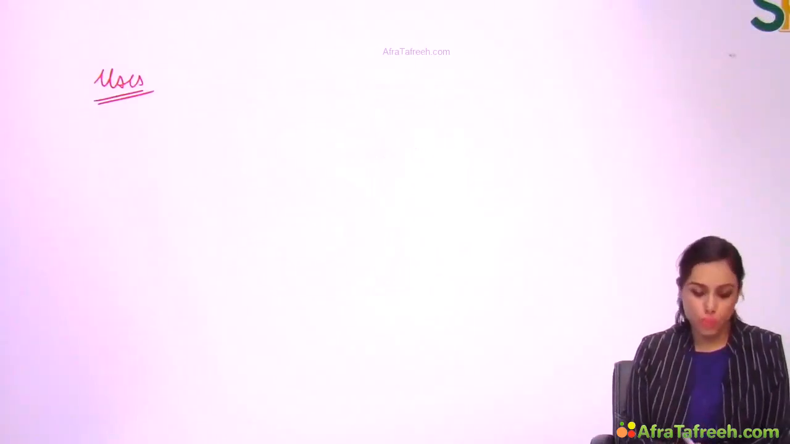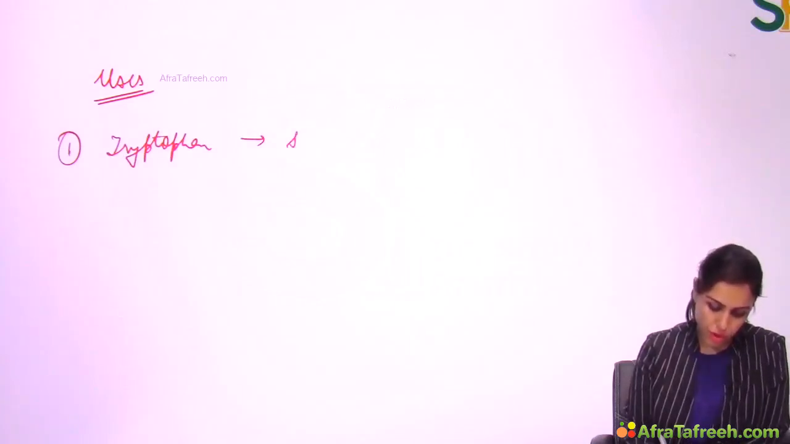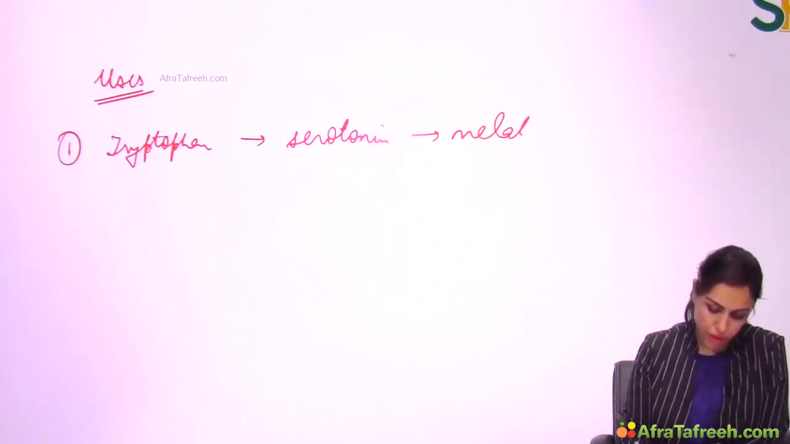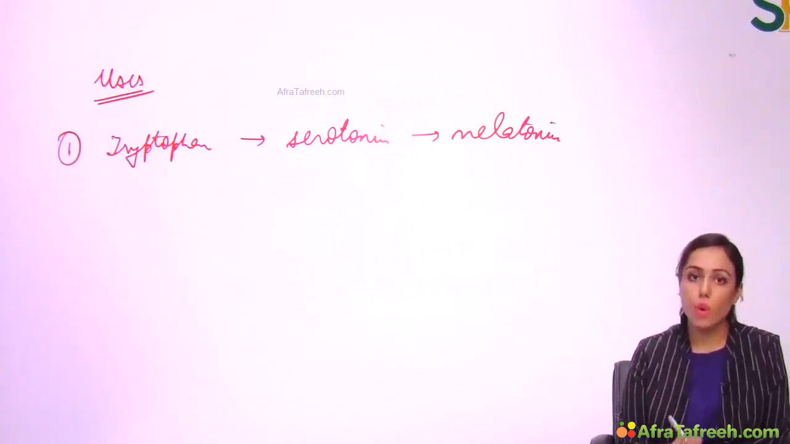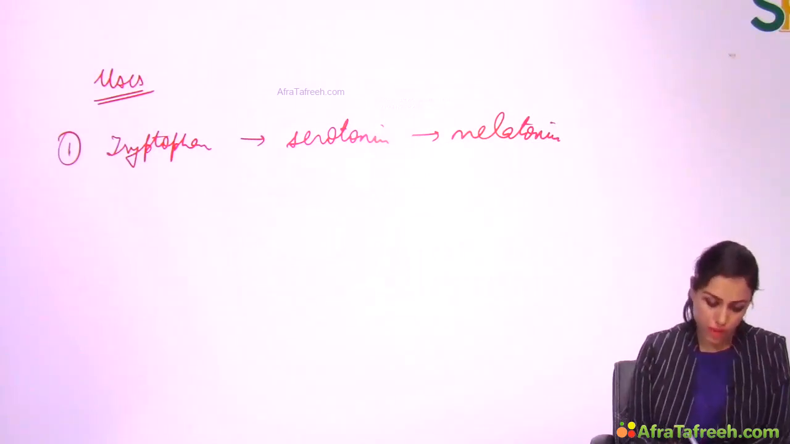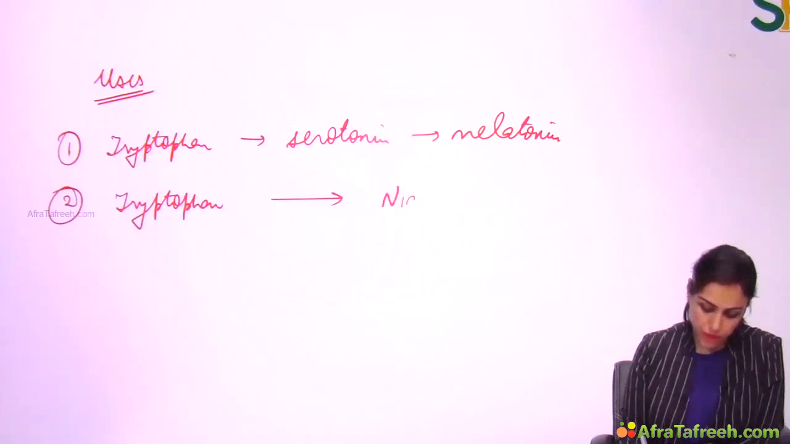Now see the uses of tryptophan. One use is that tryptophan will form serotonin, and then it can form melatonin. So melanin is coming from tyrosine, but melatonin is coming from tryptophan. One more very important use of tryptophan is that tryptophan can form a vitamin, that is niacin, vitamin B3.